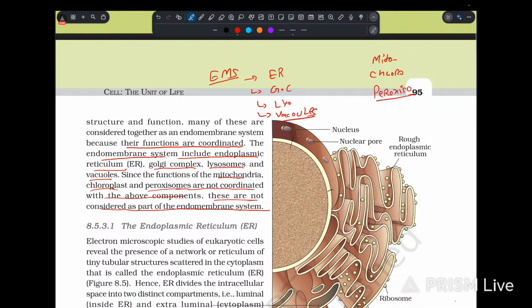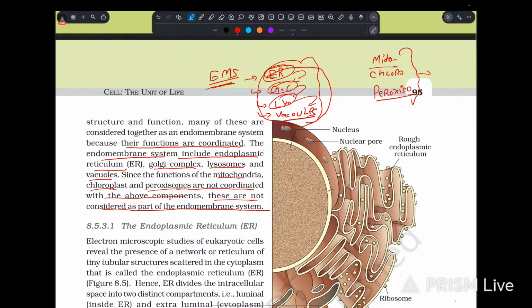Why are we considering them, but not considering the others? Because the basis of the endomembrane system, the organizing principle, is that the components in the EMS depend upon each other for their functioning. So the things which the endoplasmic reticulum makes go to the Golgi complex, and from the Golgi complex become the lysosome, and from lysosome to vacuole.